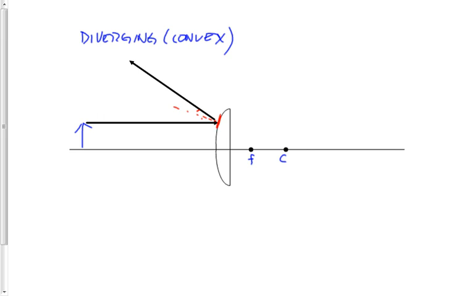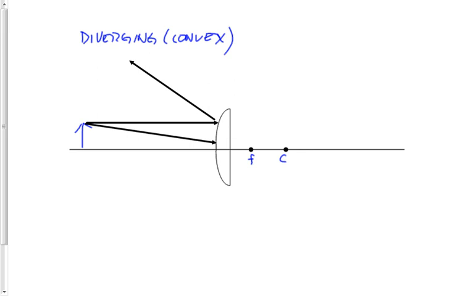Okay, second ray. Second ray is going to go from the top of the object, from the top of this guy's bald head, down towards the focal point right here. Except it can't actually make it to the focal point. How come? Why can't it make it to the focal point? There's a mirror in the way. So what's it do? Well, it goes toward the focal point, it hits the mirror, and it's going to reflect off of the mirror. Where's it going to reflect?